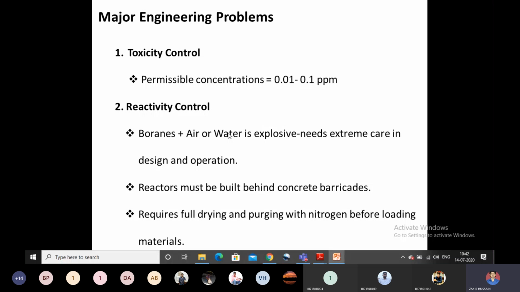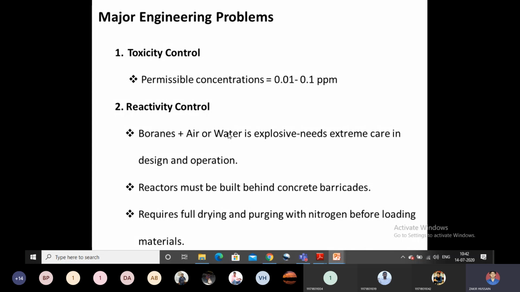Okay, so the major engineering problems are, first, the toxicity problem. Within the toxicity problem, we need to control and limit our borane discharge into the atmosphere to a very, very low level, which is 0.01 to 0.1 ppm or mg per liter. Okay, then the next one is reactivity control.